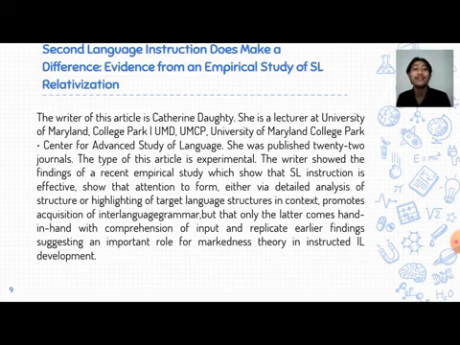The writer showed in this paper the findings of a recent empirical study which showed that SL instruction is effective, so that attention to form, either via detailed analysis of structure or highlighting of target language structure in the context, promotes acquisition of interlanguage grammar, but that only the latter comes hand in hand with comprehension of input, and replicates early findings suggesting an important role for markedness theory in instruction and IL development.